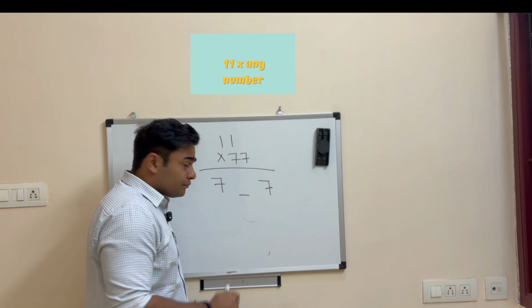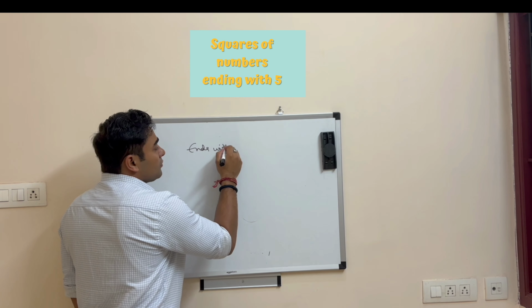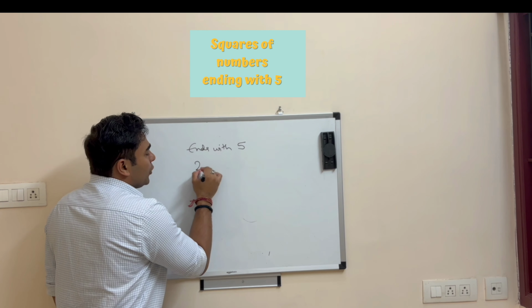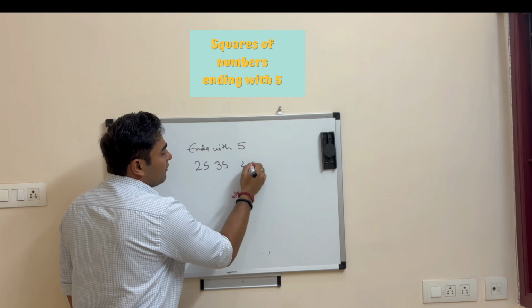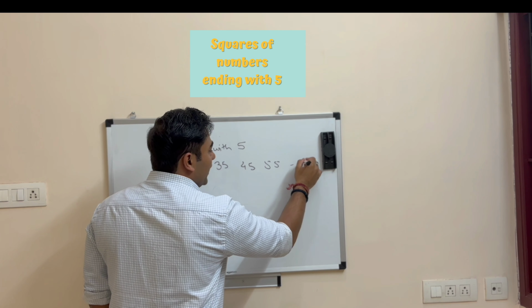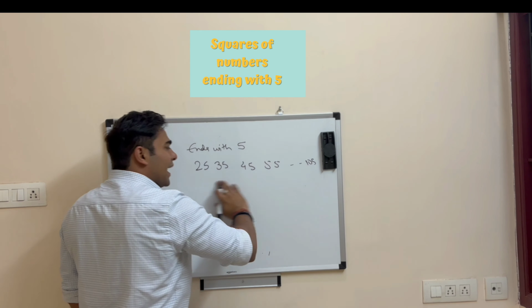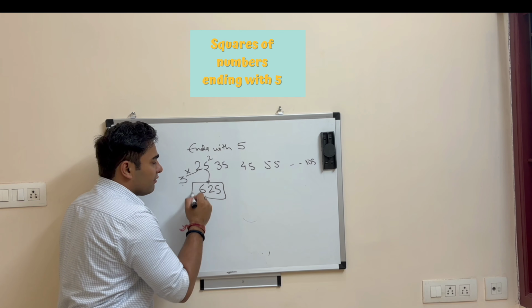Now there is another trick which we use. Suppose these are numbers which end with 5. What are the numbers which end with 5? Let's say 25, 35, 45, 55, or let's say 105, right? So these are the numbers which end with 5. So you can easily calculate their squares. Suppose I want to calculate 25 square. What I'm going to do is write 5 square as 25. What is 1 ahead of 2? It is 3, right? And then I'll multiply these: 2 into 3 is 6, so you get 625.